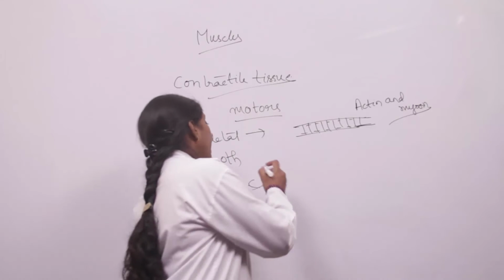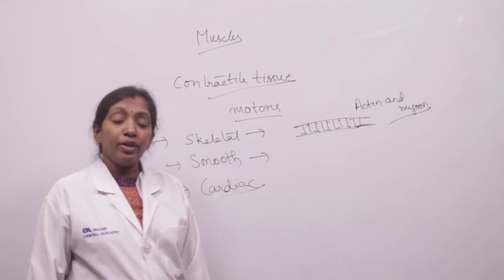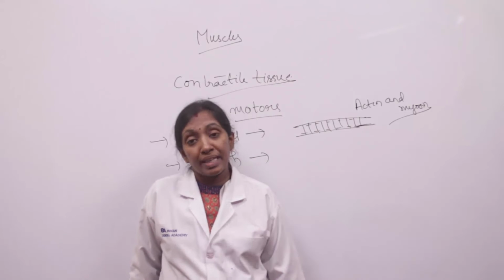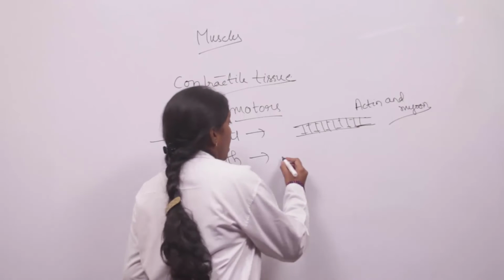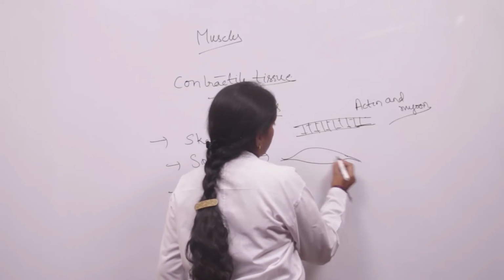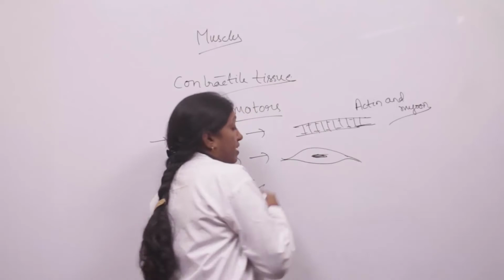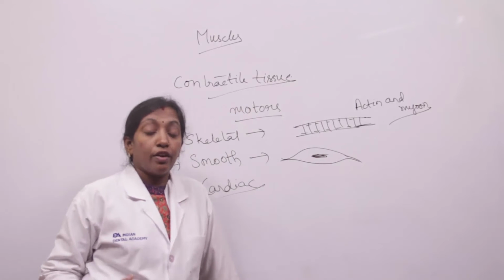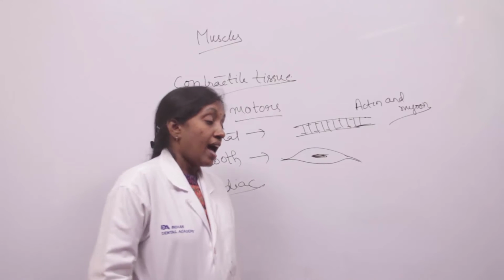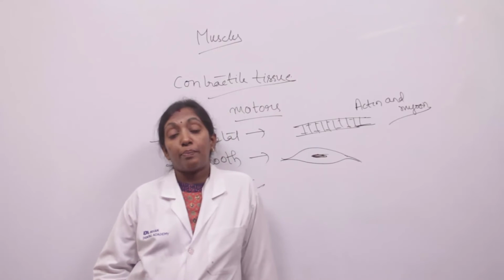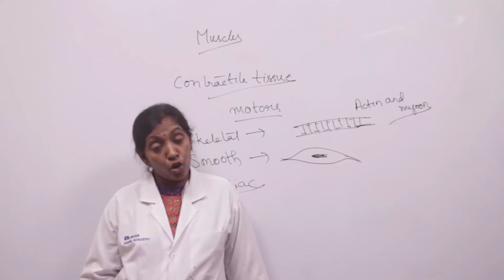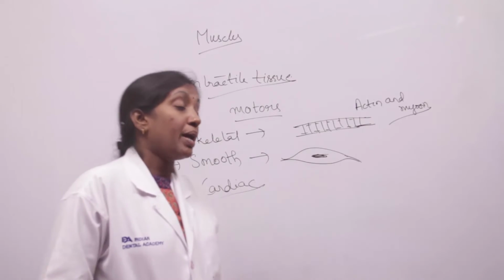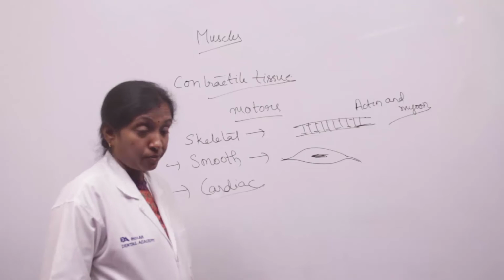Coming to the smooth muscle, smooth muscle cells are spindle-shaped cells with tapering ends, and the nucleus is oval and situated in the center. The smooth muscle surrounds the viscera and also the blood vessels, and it is supplied by the autonomic nerves.